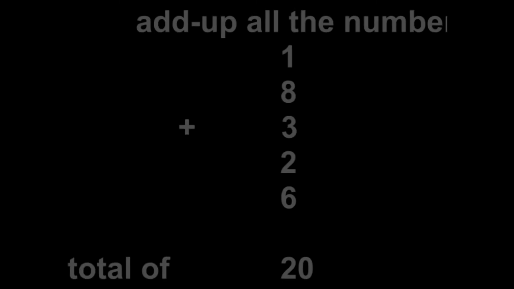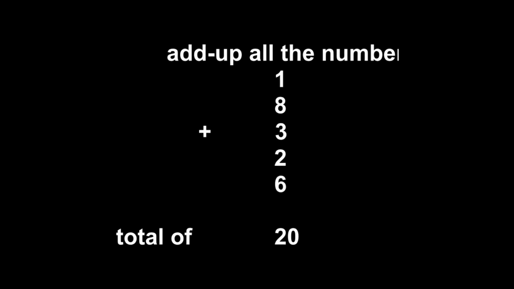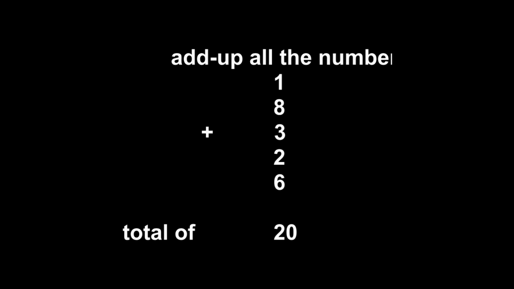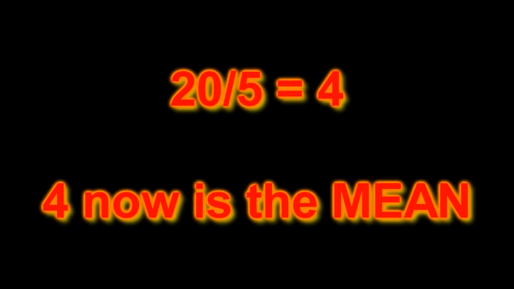First, add up all the numbers: 1 plus 8 plus 3 plus 2 plus 6, and that gives us a total of 20. Second, count the number of items in the set. There are 5 numbers in the set. Third, divide the number you calculated in step 1 by the number you found in step 2. So, 20 divided by 5 is equal to 4. 4 is what we call the mean.